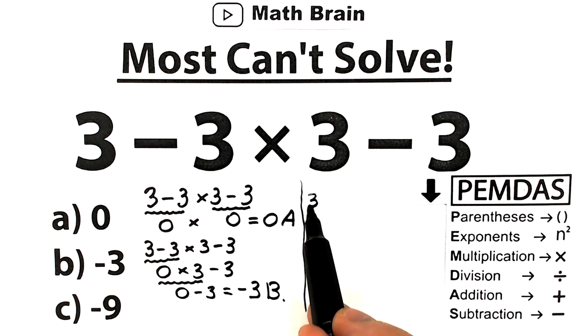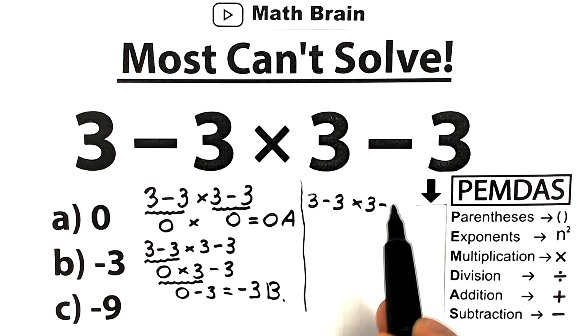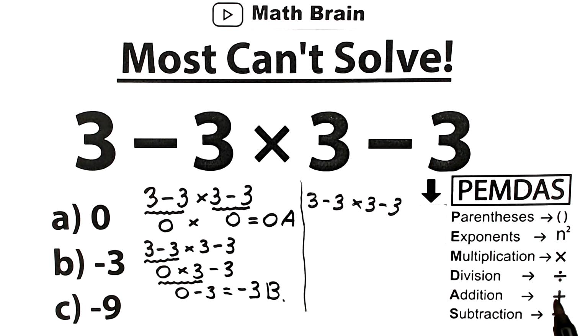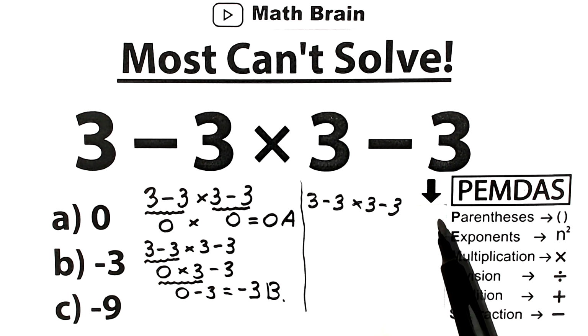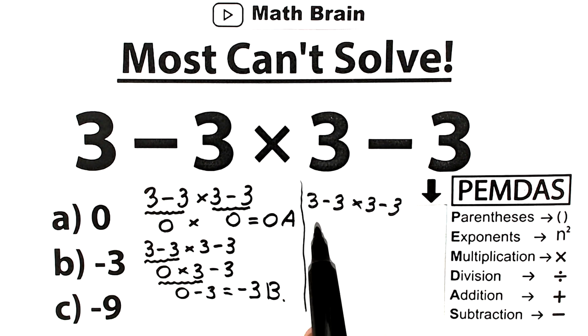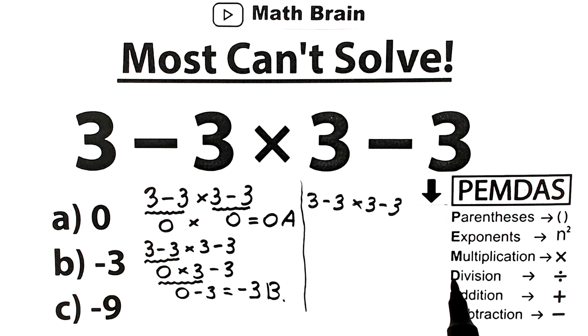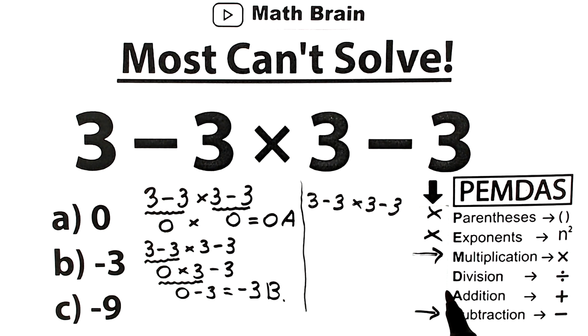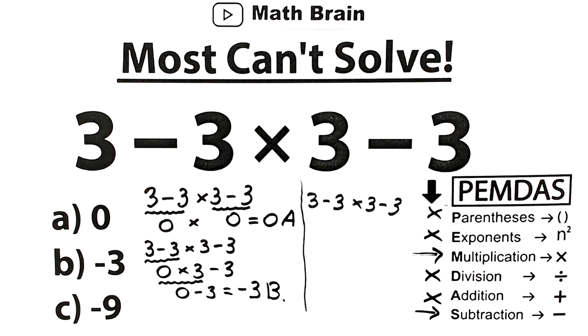Here is our challenge, 3 minus 3 times 3 minus 3. Right now let's scan what elements we have in this challenge and in this order of operation, because this is the most common order of operation. It works from the top to the bottom, so parentheses has the highest priority and addition and subtraction the lowest priority. We have subtraction, we have multiplication. We don't have parentheses, we don't have exponent, we don't have division, we don't have addition. So we have only multiplication and subtraction.